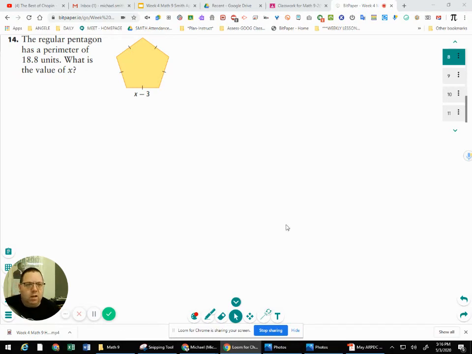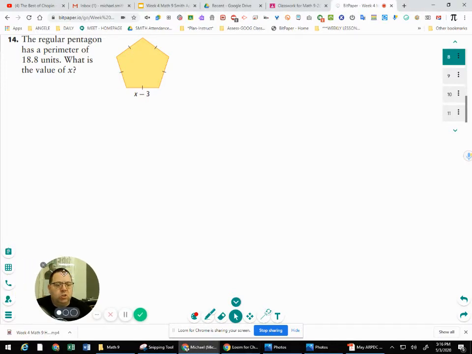Mr. Smith again, and we're on page 320, number 14. So here it says the regular pentagon has a perimeter of 18.8 units. What is the value of x? Okay, so again, I will not do this question for you, but I'm happy to get you a similar question.